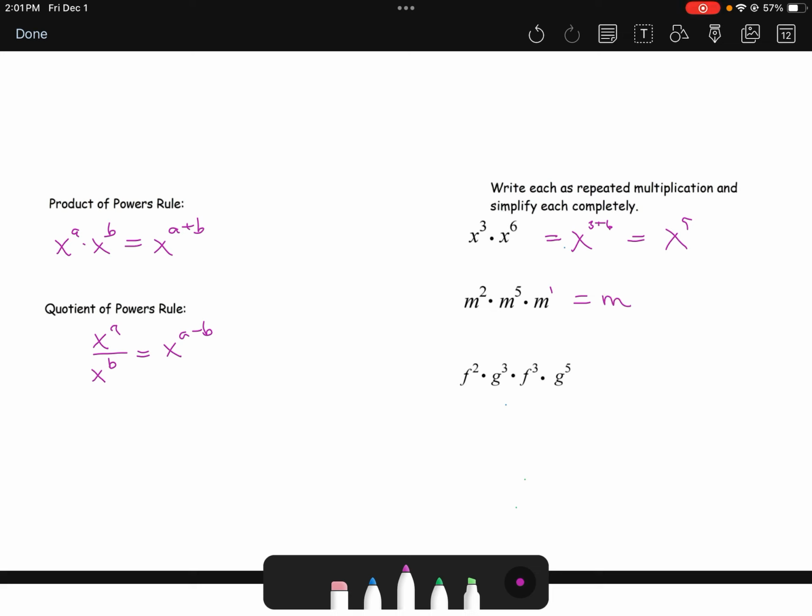Well, we're multiplying again. So m is my base. 2 plus 5 plus 1 is 8.